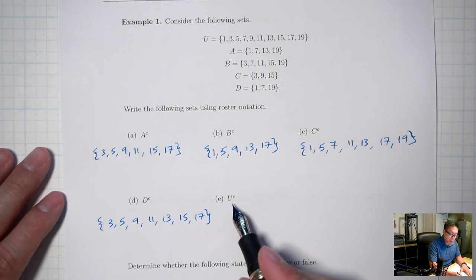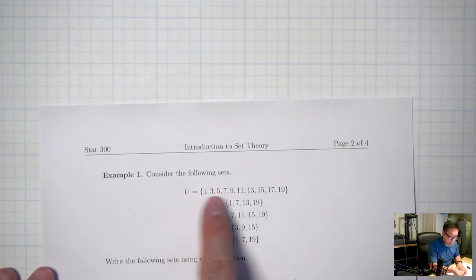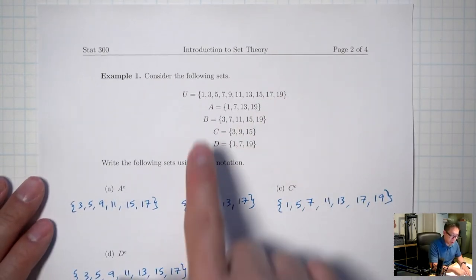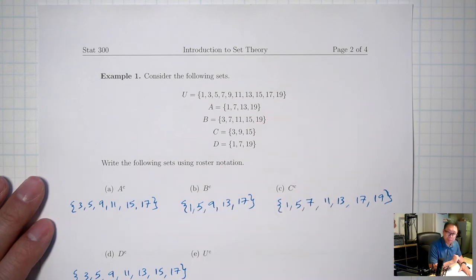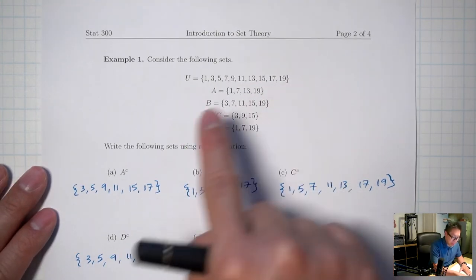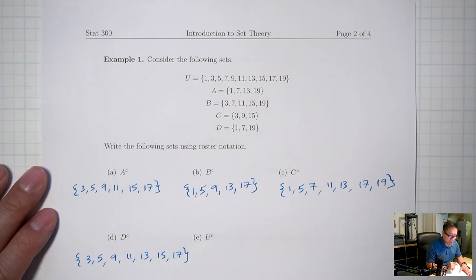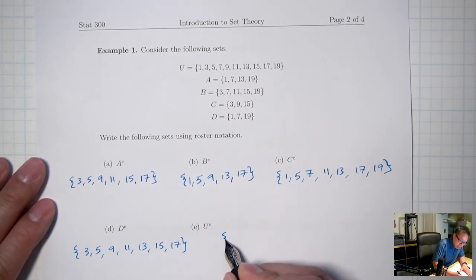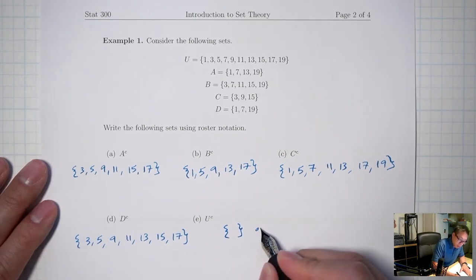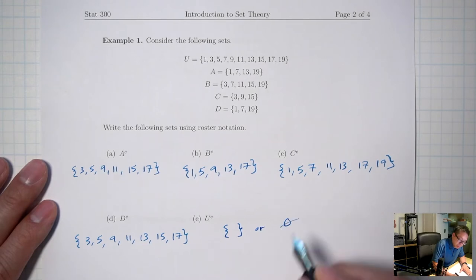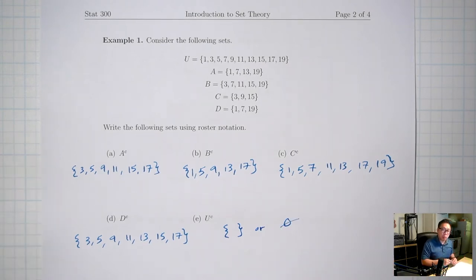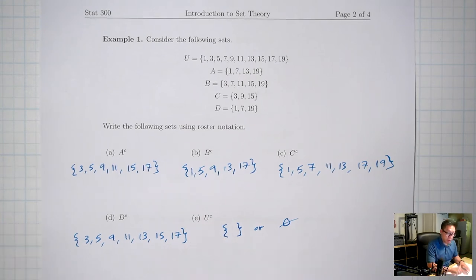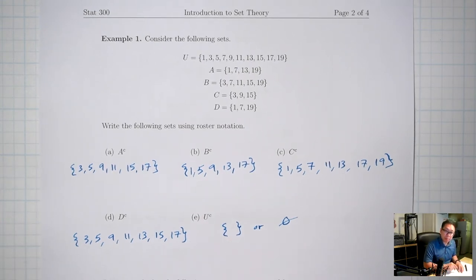Okay, last one here is U complement. So go through your universal set and list out all the numbers that are not in U. So this one's a little tricky. So here's U. What's not in U? Well, nothing, right? So this is just going to be the empty set, the set that has nothing inside it. Or you can also use the symbol, the zero with the line through it. So that was a little tricky. So don't worry too much about U complement, but that's always true. The complement of the universal set is always going to be the empty set.